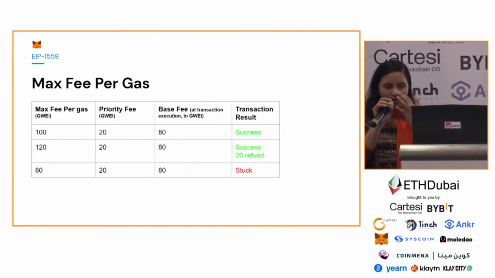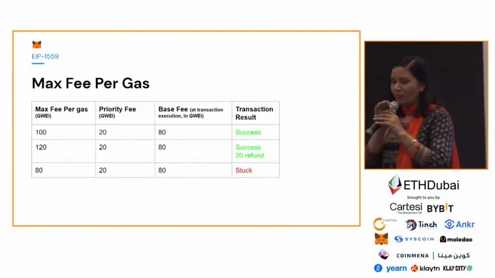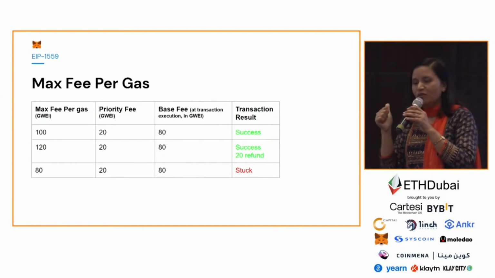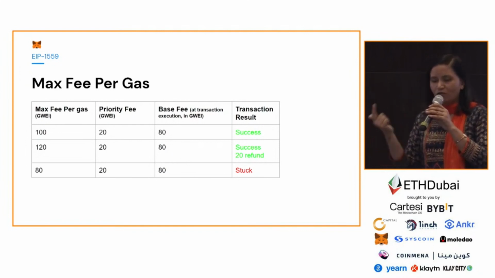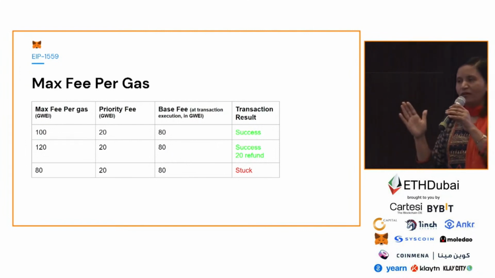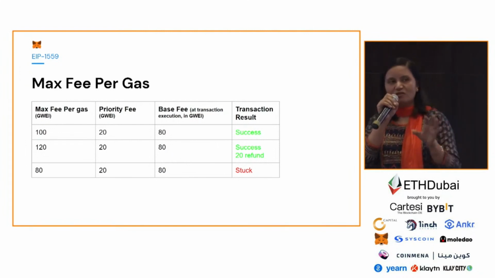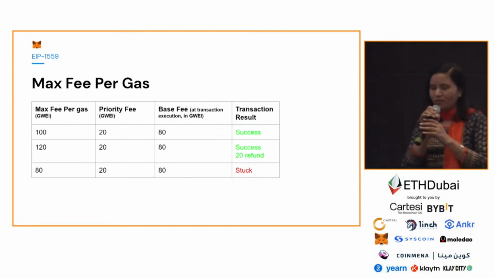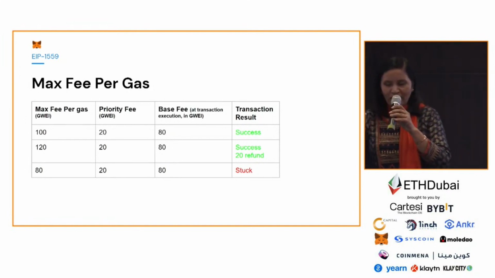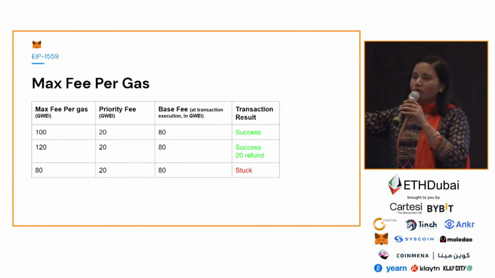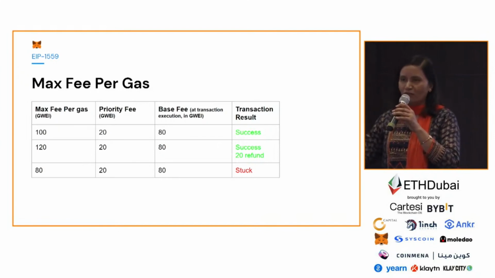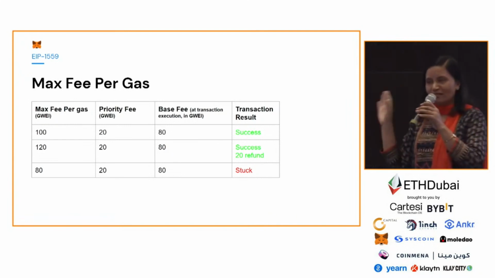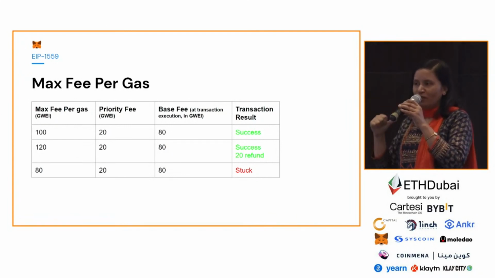Just to give you an example, suppose in my transaction I specify max fee per gas as 100. My spending on priority fee is 20, and base fee is 80. In all, 20 plus 80 is 100, and my transaction has sufficient gas. The transaction will be successful. Now, suppose I specify max fee per gas as 120. The priority fee part is 20. The base fee when my transaction is executed on the network is 80. In all, I need 100 GWEI, so the transaction will be successful, and 20 GWEI will be refunded back to me.